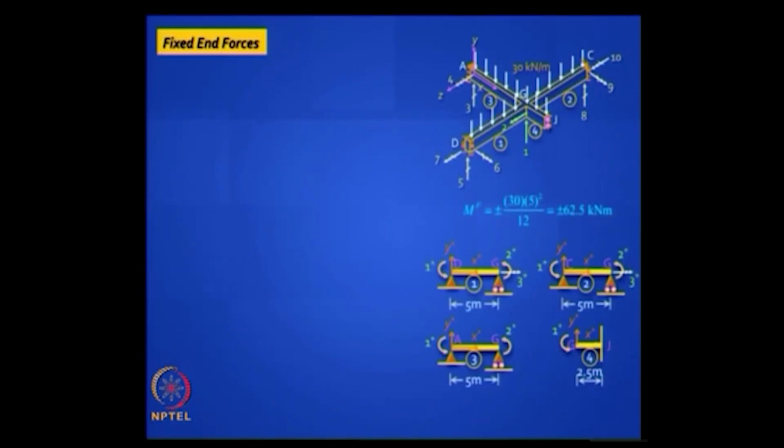So next is fixed end forces. Luckily for you, all the beams are having a span of 5 meter and the loading is the same, 30 kilonewton per meter, right? So the fixed end moment is plus or minus 30 into 5 squared by 12, which turns out to be 62.5 kilonewton meter.